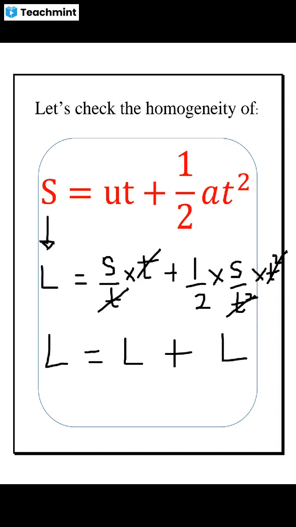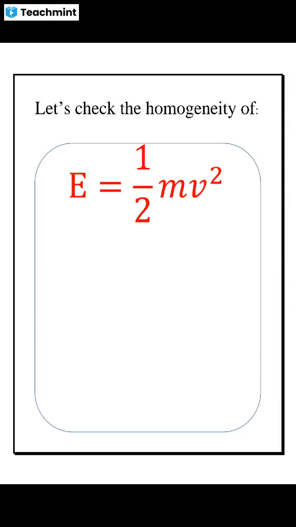You cannot add length and mass. If I have something like this, L equals mass plus L, it should be incorrect, because you cannot add mass to length. They must be alike before you can add them. You get the concept?